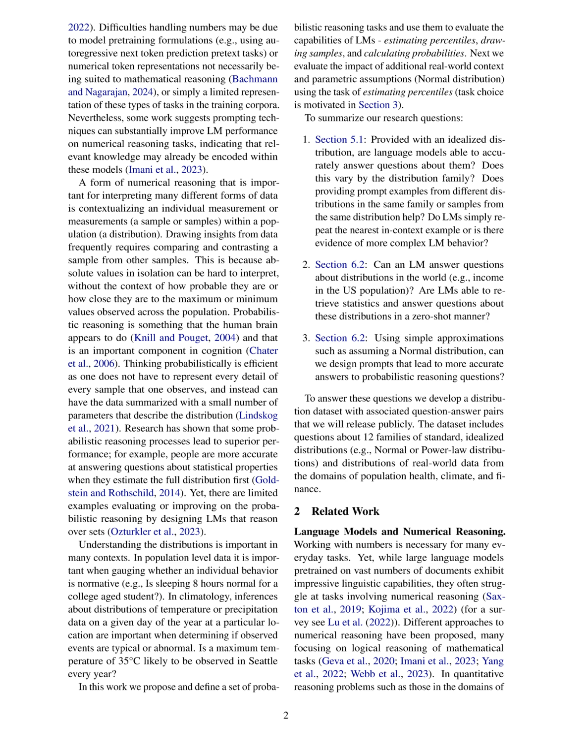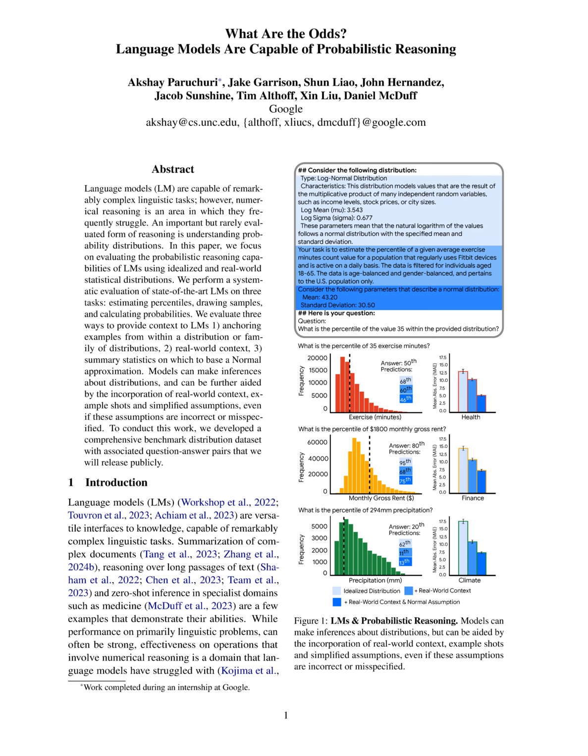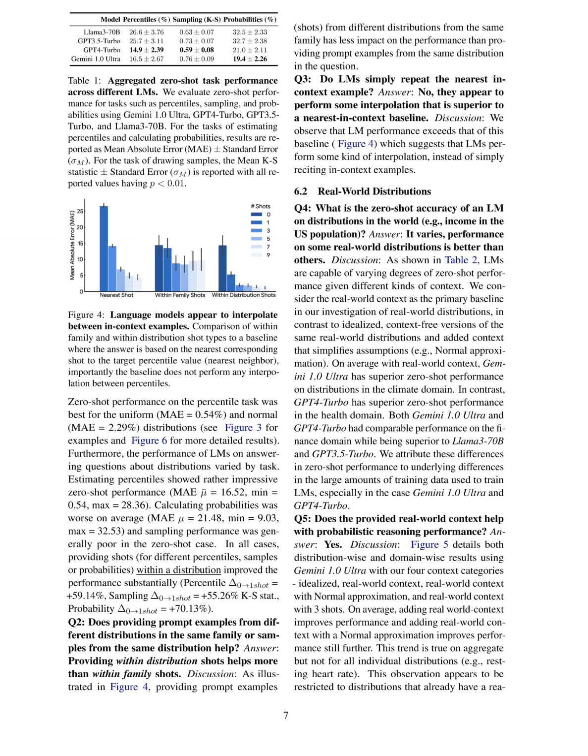4. Dependency on training data. The performance of language models in probabilistic reasoning tasks is heavily dependent on the training data they have been exposed to. Models like Gemini 1.0 Ultra and GPT-4 Turbo show varying degrees of zero-shot performance based on the amount and quality of training data they have received.